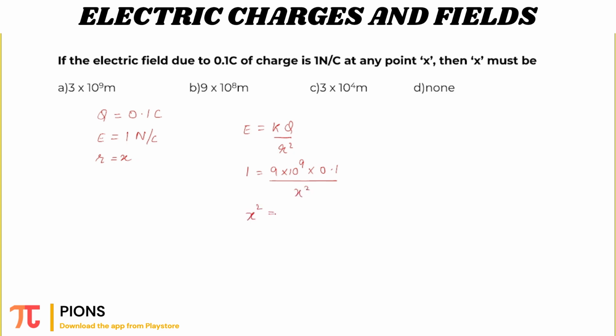So X square will be equal to 9 into 10 to the power 8, because 0.1 will be 10 to the power minus 1. So I just took it as that. So if you take the root, X will be equal to square root of 9, that's 3, square root of 10 to the power 8, 10 to the power 4 meter. That's the correct answer. So option C.